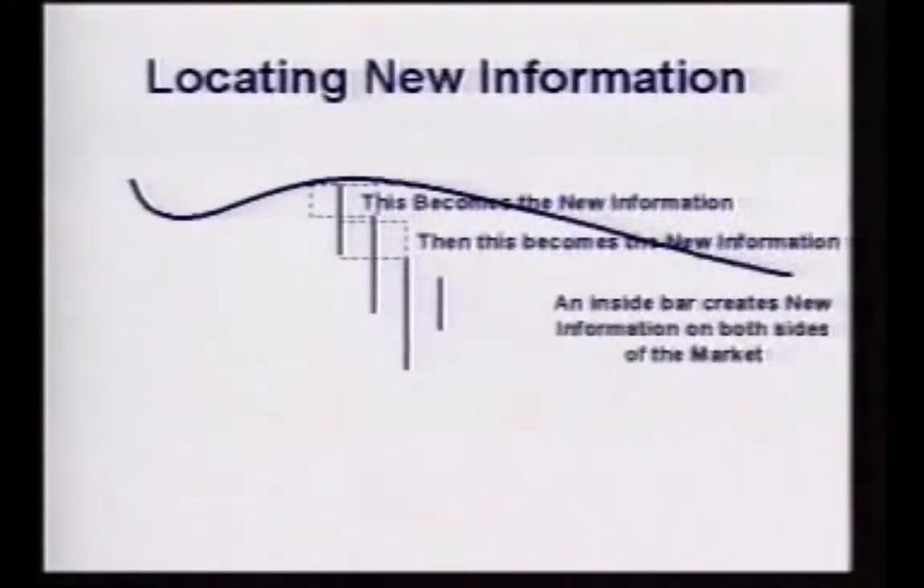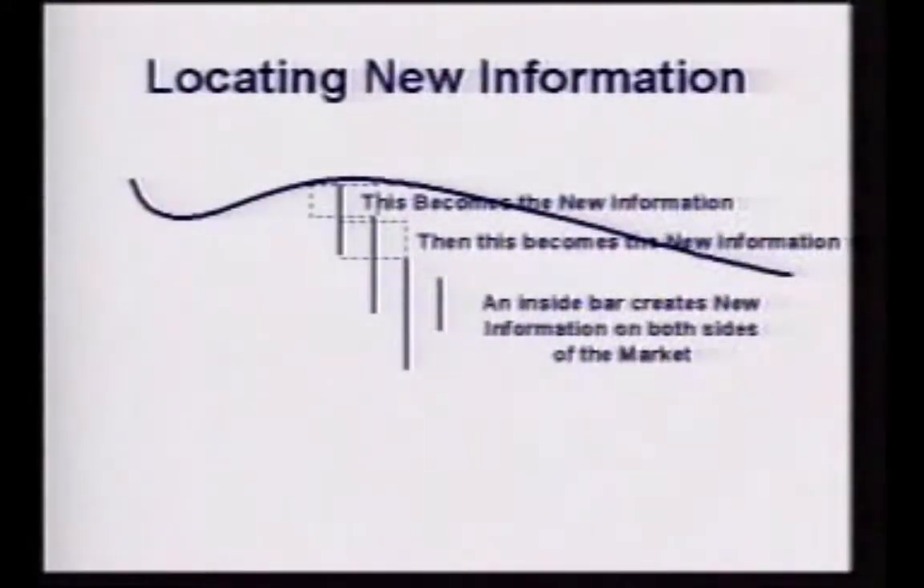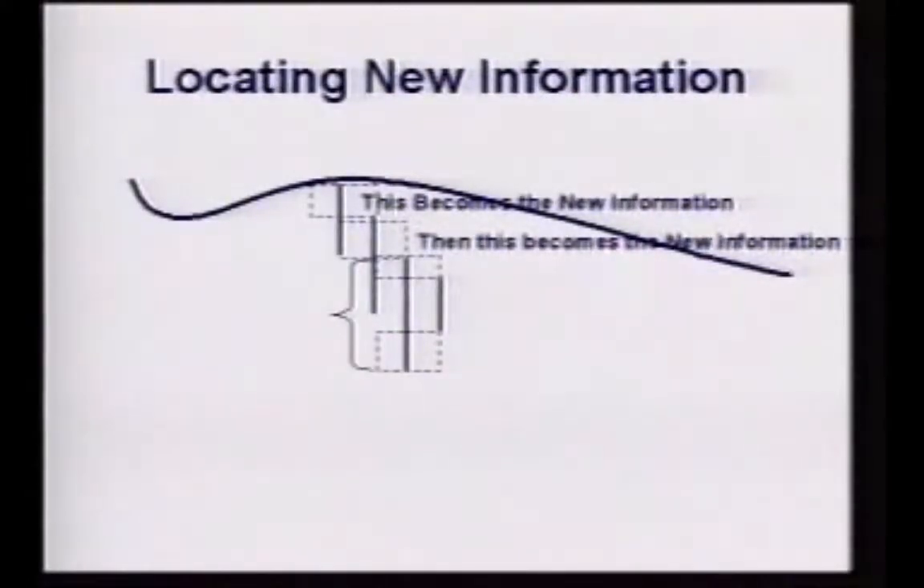Now, if you're looking for a place to buy, then the thing you're interested in is the difference between this high and this high. If you're looking for a place to sell, you're looking for the difference between this low and this low. So this particular bar, which we call an inside bar, has 2 bits of information. It has new information both on the top and on the bottom. So the new information is in both places, and we would read from right to left, and the new information for the buy would be there, the new information for the sell would be there.